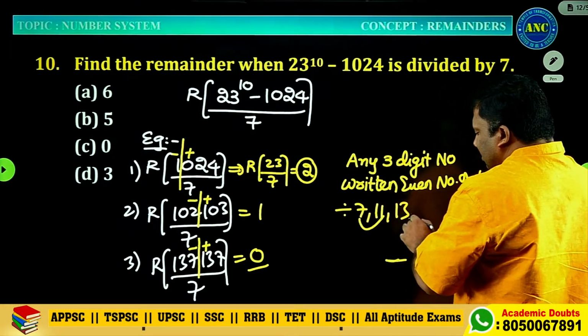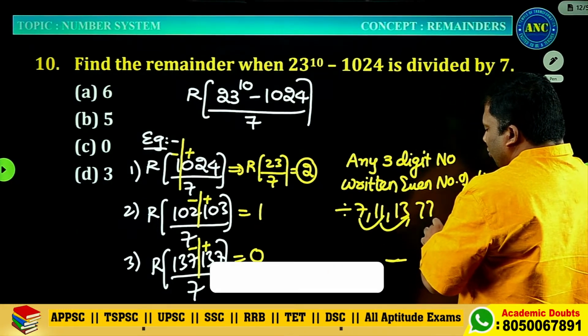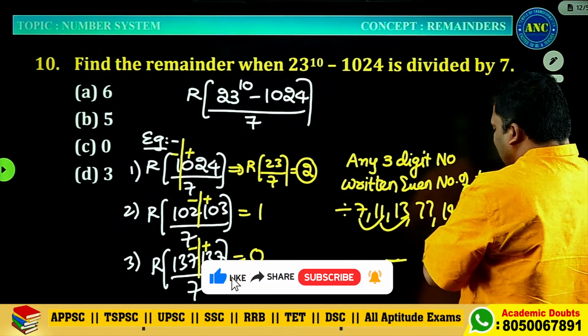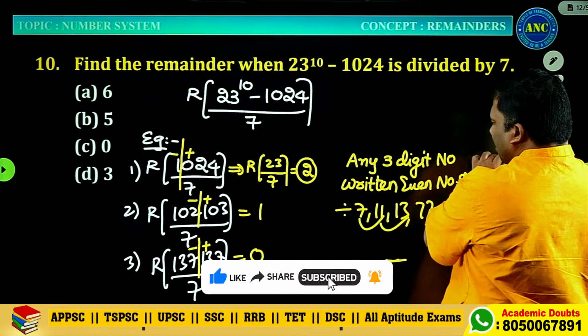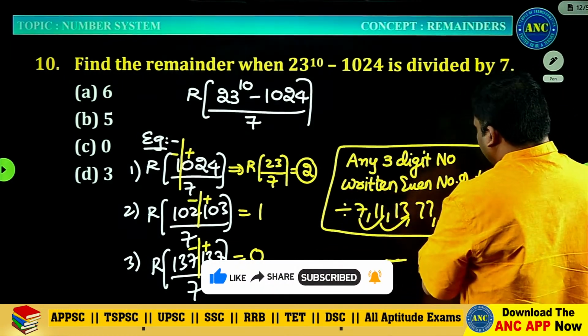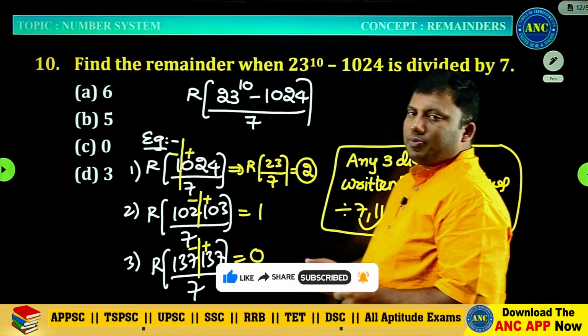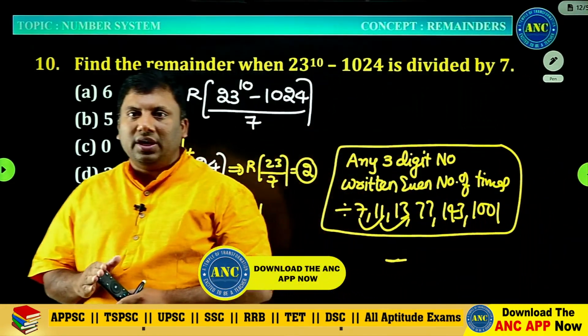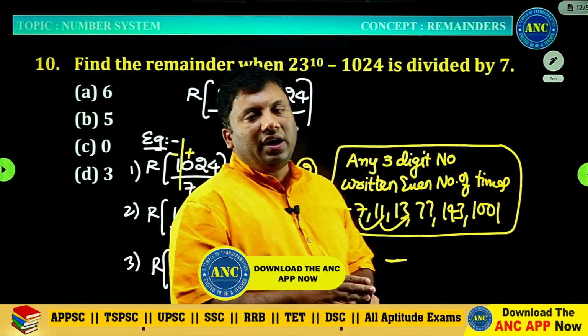7 into 11, 77. 77 into 13, 1001. 7 into 11 into 13 is 1001. Please put a star mark. I hope the idea is very much clear.